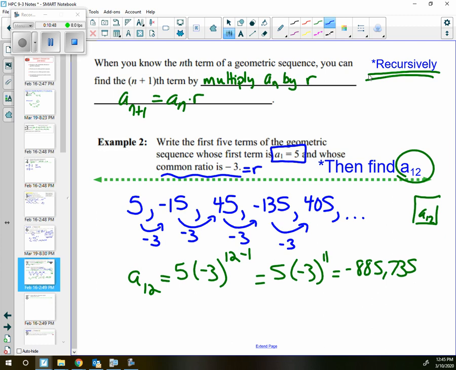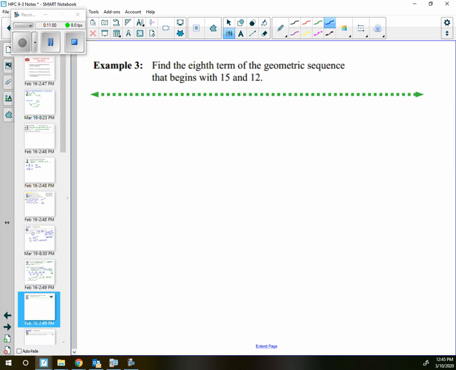So we have recursive, so taking the previous term to get to the next term, multiplying by the ratio, or we can use our a n formula, which we can use to find a specific term pretty quickly. So we have some options. We have some tools in our arsenal here. All right, let's try another one.